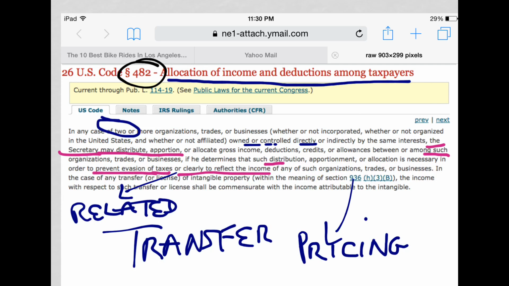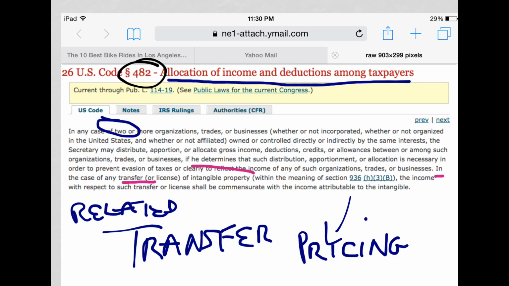However, let's clear the deck a little bit, get some room. However, the last sentence of this very small code section brings in something in addition, which is, in the case of any transfer of intangible property, the income with respect to such transfer or license shall be commensurate with the income attributable to the intangible. What does that mean? Well, that's a mouthful of words in a very short sentence with deep meaning.